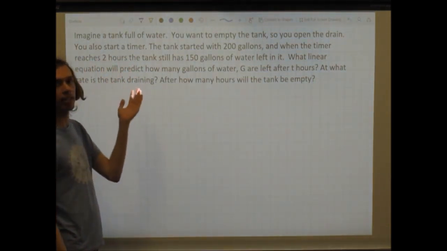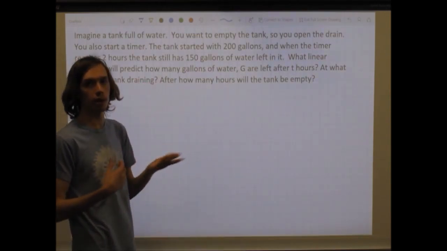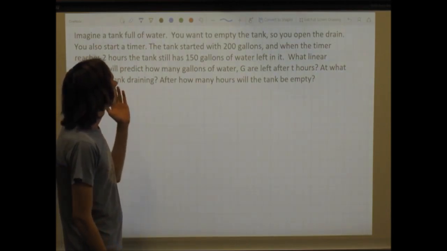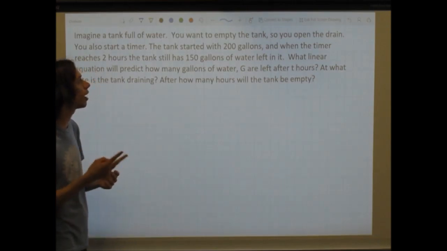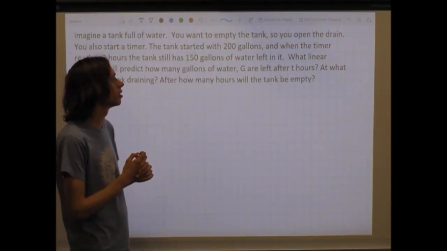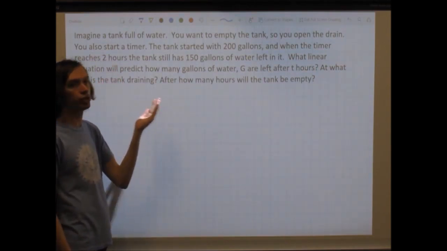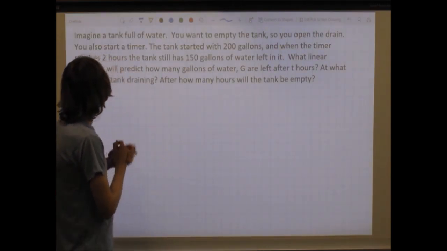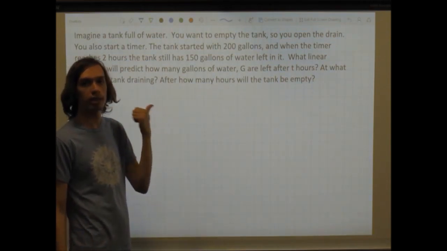It says, imagine a tank full of water. You want to empty the tank, so you open the drain up, right? You also start a timer when you open the drain. The tank started with 200 gallons, and when the timer reached 2 hours, the tank still had 150 gallons left of water. What linear equation will predict how many gallons of water, G, are left after T hours? At what rate is the tank draining, and after how many hours will the tank be empty?